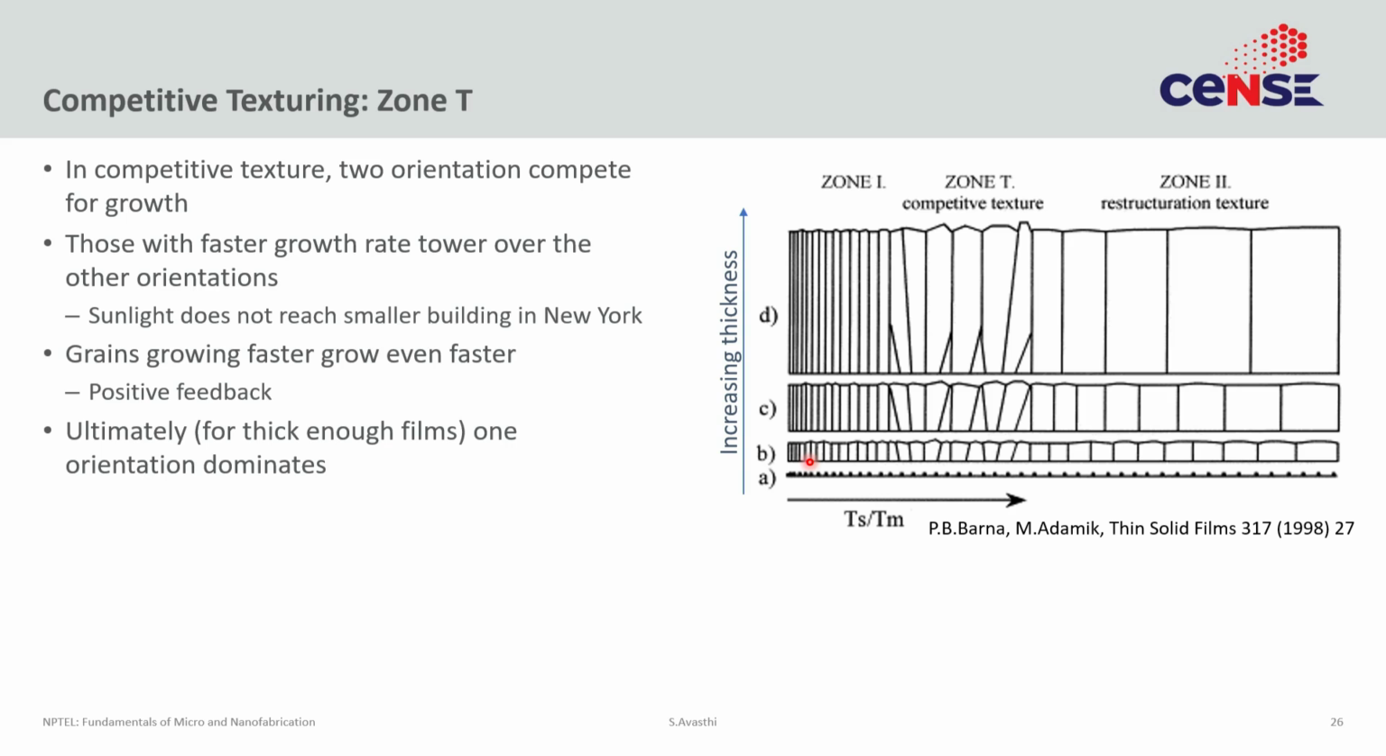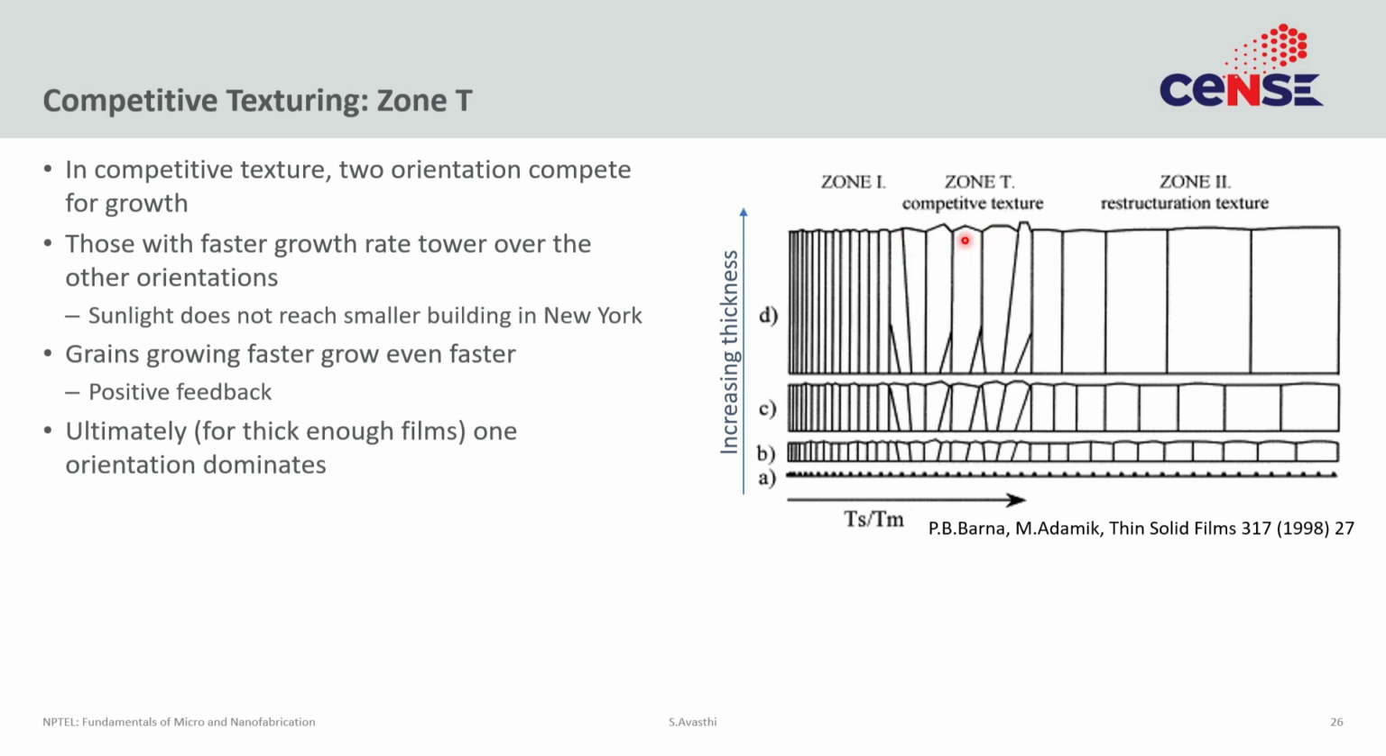So, that sort of competitive growth ultimately leads to the fastest growth rate winning out, right. So, that is actually called that the kinetics decides which growth rate will win. This is not thermodynamically decided, it is kinetically decided. The fastest growth rate wins. So, for very thick layers you actually get the fastest growth orientation winning out, so you do get some texture.